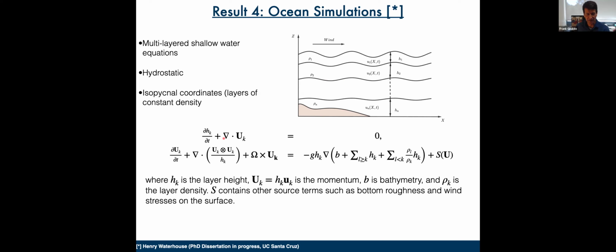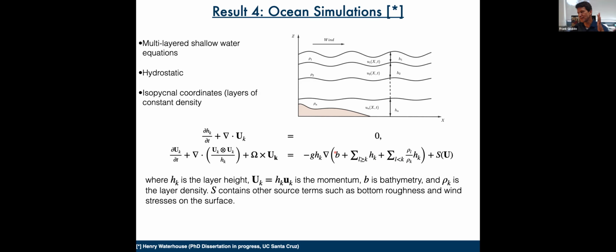And our governing equations look like this. They look like the standard conservation of mass equation in a single-layer shallow water code. That's this H here, for the height of the layer. And then you have your momentum equation. The momentum equation also looks very similar to a classical shallow water model with Coriolis. I could also add things like wind stresses and bottom friction, but I won't talk about that here.